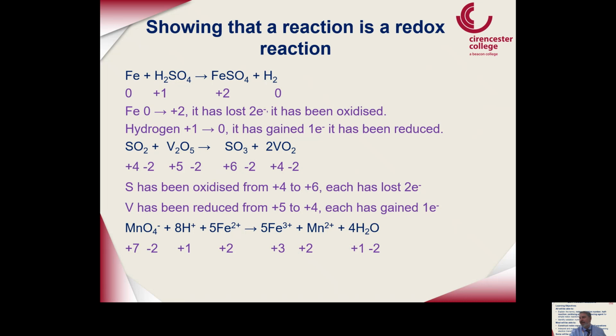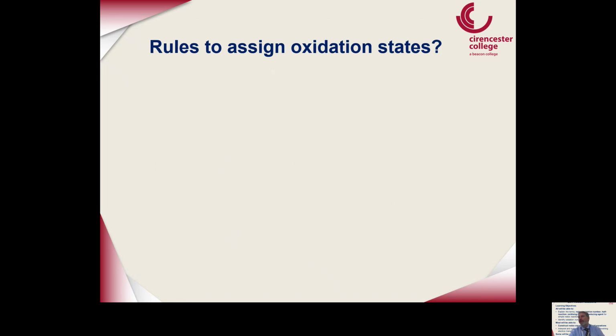Okay, so here is the last one, the manganese system, and manganese iron. Manganese has gone from +7 to +2, it's gained 5 electrons, and the iron has gone from +2 to +3, so it's lost 1 electron. So there's 5 of them that have done that, so that gives you 5 electrons to give to the manganese. Okay, so let's have a look at those rules.